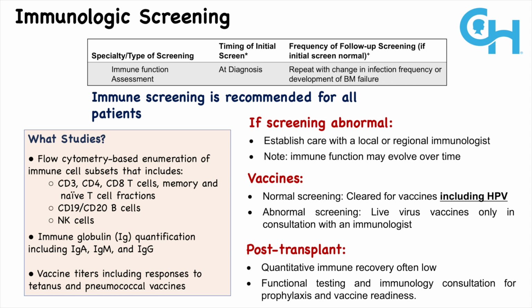If your screening is abnormal, we recommend establishing care with a local or a regional immunologist. And it's notable that immune function may evolve over time as well. If a patient is doing well in early childhood, with few infections and normal immune function, but 5 years later they're starting to have recurrent viral infections, it sometimes is worthwhile to repeat immune testing.